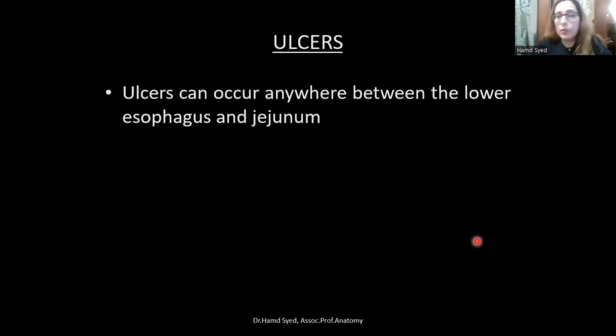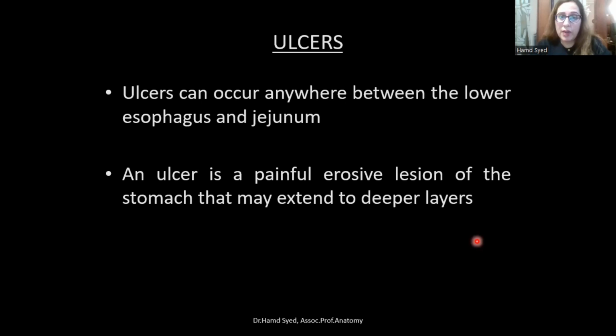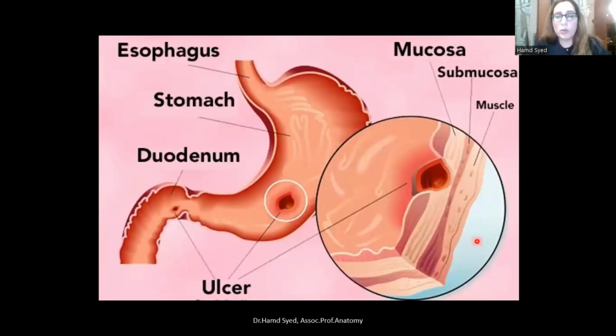Now we come to the clinical relevance of this topic. I told you before we will be discussing ulcers, which are very important clinically, as we see many people suffer from gastric ulcers. And an ulcer can, remember, occur anywhere between the lower esophagus and the jejunum. So we can define the ulcer as a painful erosive lesion of the stomach, which may extend into the deeper layers of the stomach. So if we generally look at an ulcer, it is like a crater. So we can see that it has involved these layers of the stomach wall, and it can also extend so deep into the layers that it can cause a perforation of the stomach wall.